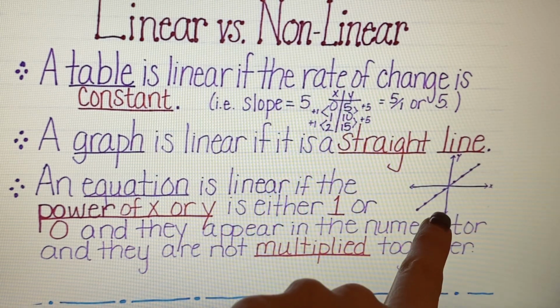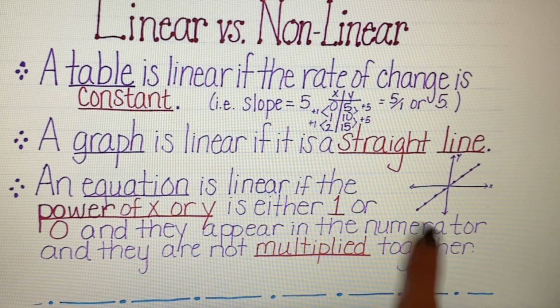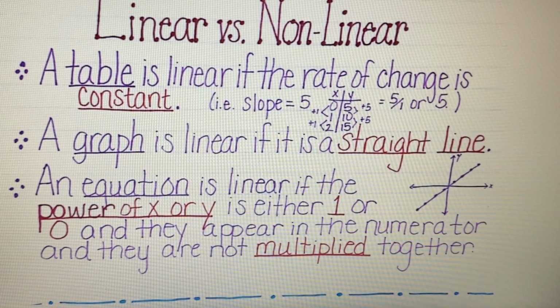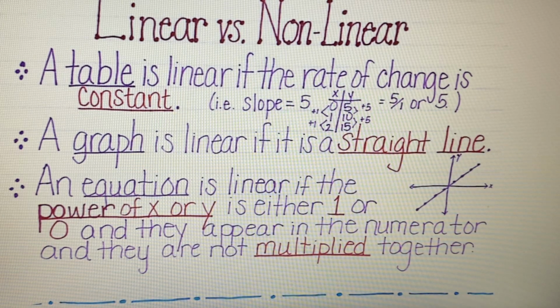So you'll see this example of this graph right here, and the one on the previous slide, it was a straight line. That is a linear function. Now, these graphs that you're going to look at, they're all going to be functions, but some are linear and some are not, okay? And then last but not least, we have an equation.